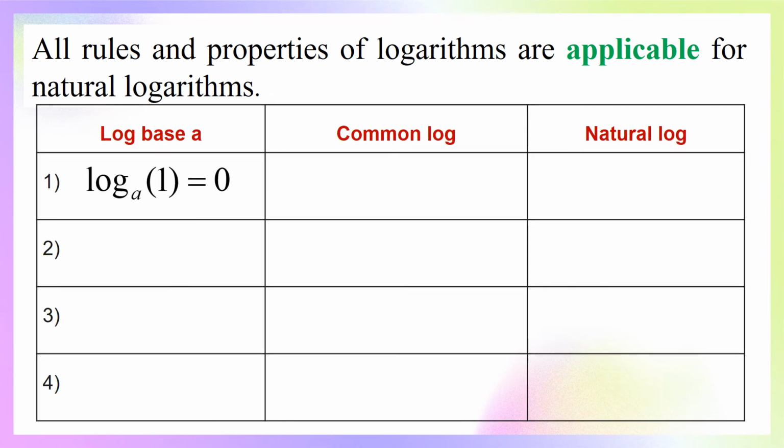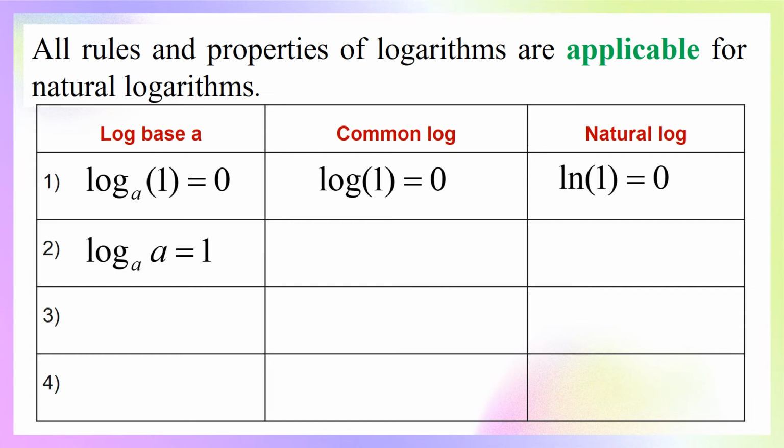The first one, log 1 to the base of a is equal to 0. For common logarithm, log 1 is equal to 0. For natural logarithm, ln 1 is equal to 0. Log a to the base of a is equal to 1. While for common log, log 10 is equal to 1. For natural logarithm, ln e equals 1.